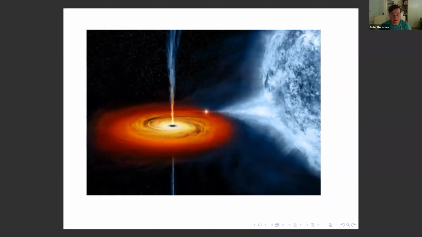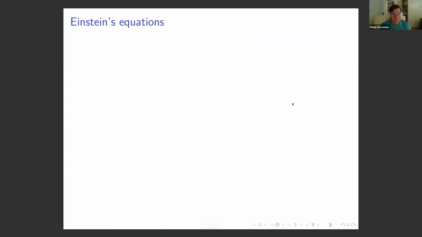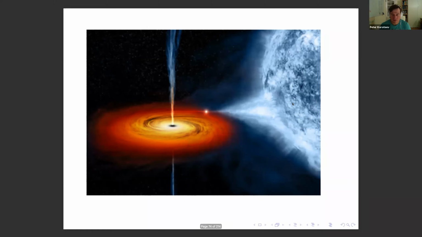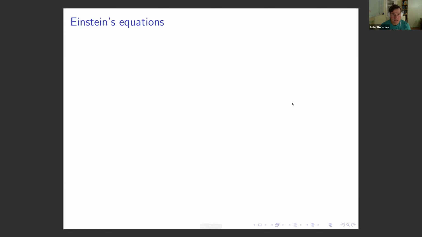Okay, so this is a black hole over here, an artist's rendering of a black hole, which sucks up the material from the neighboring star. It actually happens right now. Well, I mean, it happens in the universe. There are many systems like this, but not many, but astronomers know some of them. And the dynamics of this phenomenon is governed by Einstein's equations.